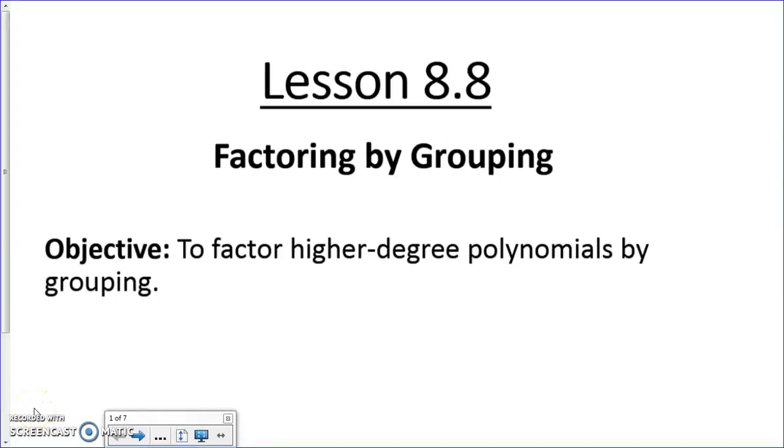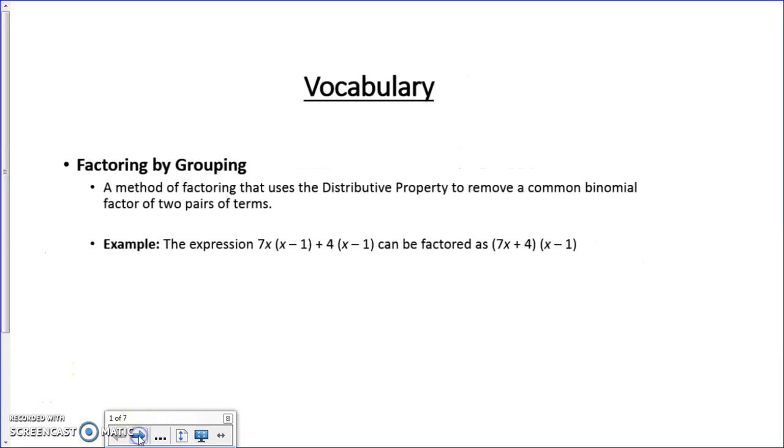Lesson 8.8, Factoring by Grouping. The objective of this lesson is to factor higher degree polynomials by grouping. Vocabulary. Factoring by grouping is a method of factoring that uses the distributive property to remove a common binomial factor of two pairs of terms.